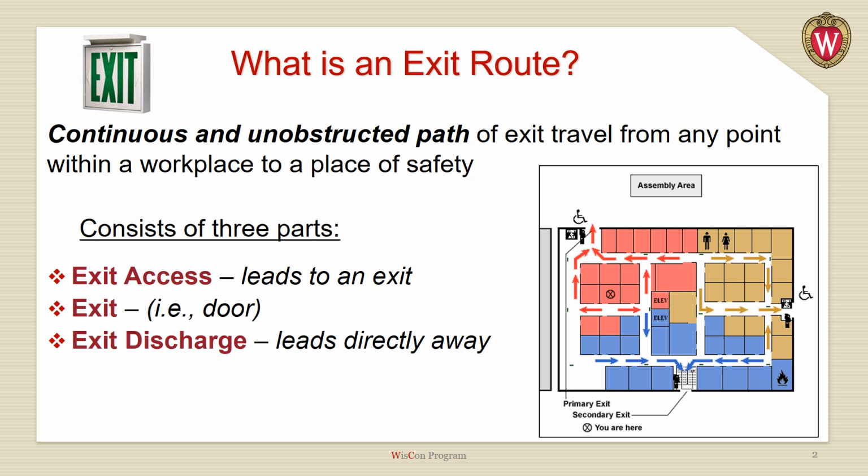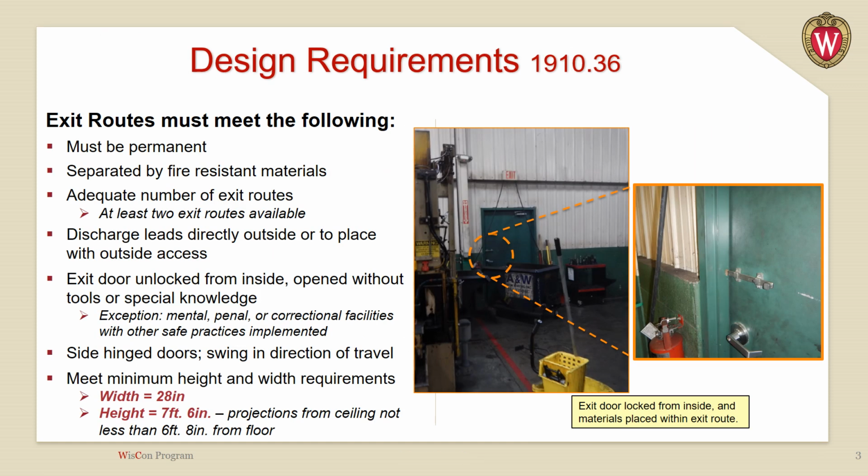Design requirements listed in 1910.36 require exit routes to be a permanent part of the workplace and separated by fire-resistant materials. The number of exit routes must be adequate, requiring a minimum of 2 exit routes be made available to permit prompt evacuation of employees. In addition, the exit discharge must lead directly outside or to a street, walkway, public way, or open space. The space in which an exit discharge leads to must be large enough to accommodate the building occupants.